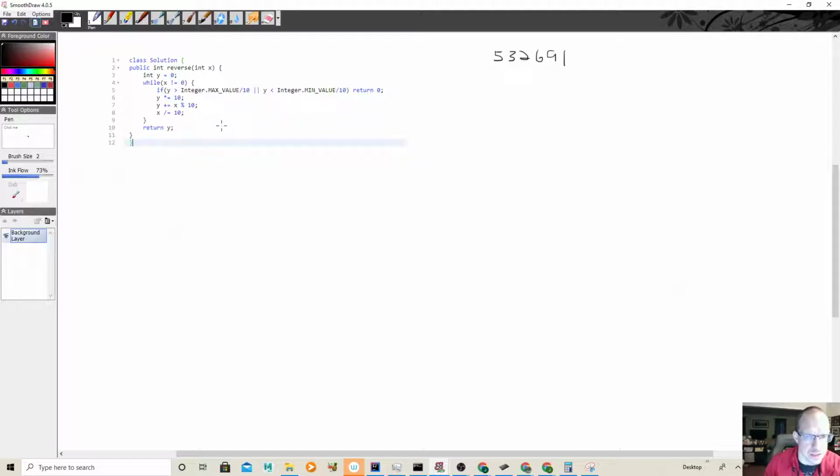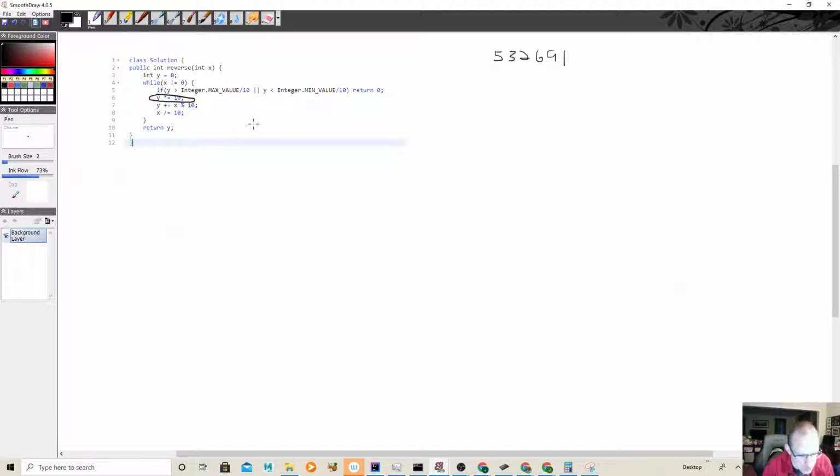Well, what's happening is this. If the number is negative and you multiply it by 10, it'll become 10 times more negative. We are multiplying y by 10. So what you're doing up here is you're checking before you multiply it by 10. If the number is greater than the max value divided by 10, you're going to go ahead and return 0. You can no longer go any further because you will get overflow.